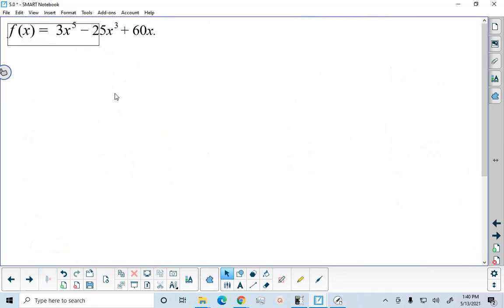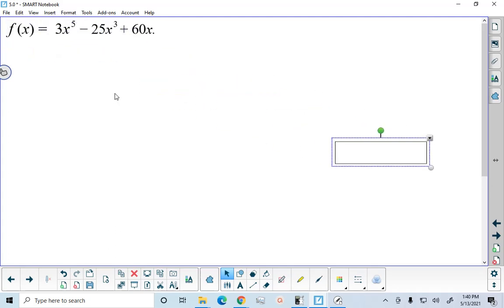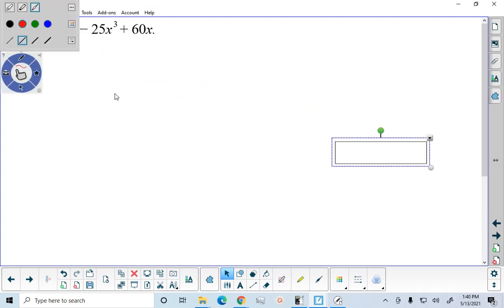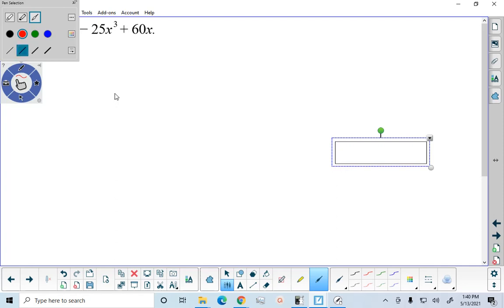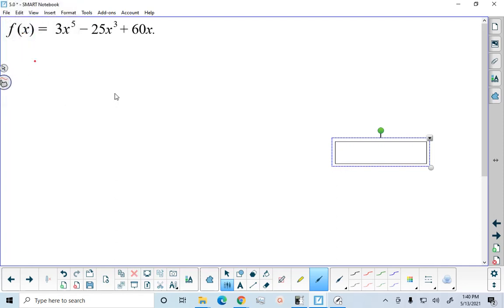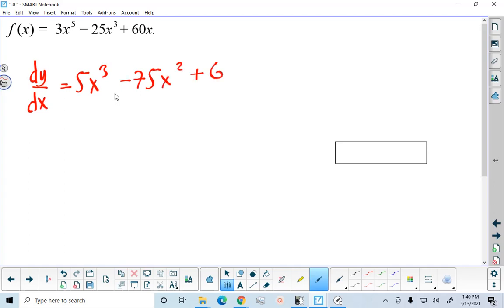So I'm going to determine the derivative of that function. Again, you know me, I don't like the f prime thing. I'm going to write dy/dx equals 5x cubed minus 75x squared plus 60. And again, when you do this, you probably just go on autopilot and end up making a mistake like I just did. Double check it. It's 15x to the 4 minus 75x squared plus 60. Are we okay with the first derivative? Any questions with that?